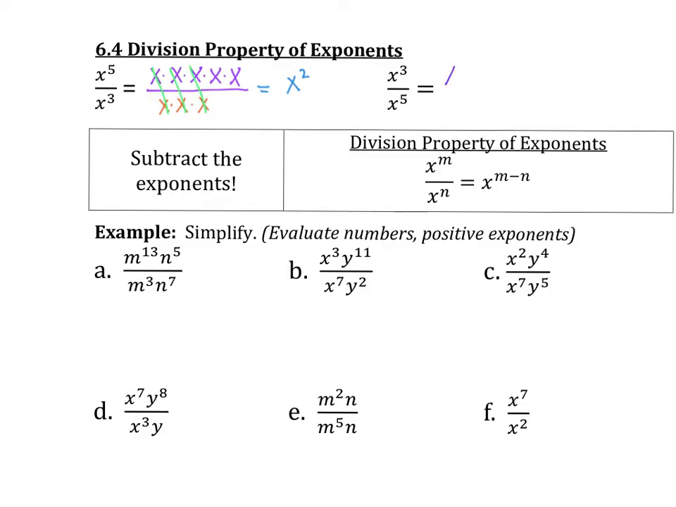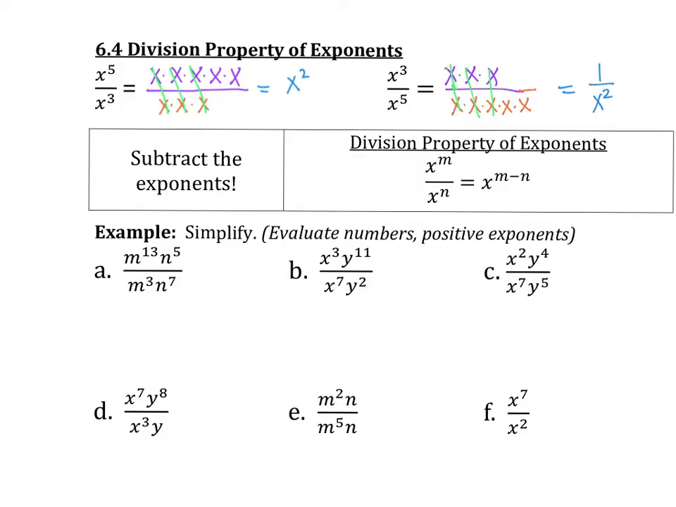Okay, so in the numerator I have x to the third. In the denominator I have x to the fifth. I can still cancel some of these x's out, 1, 2, 3 of them. So I'm left with x to the second in the denominator, and I'll put a 1 at the top.